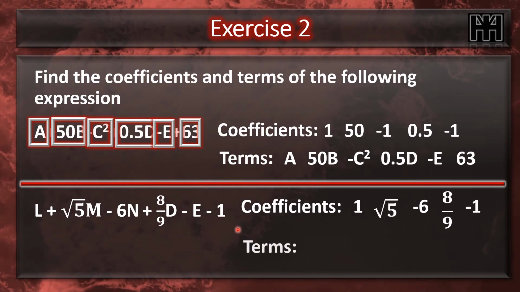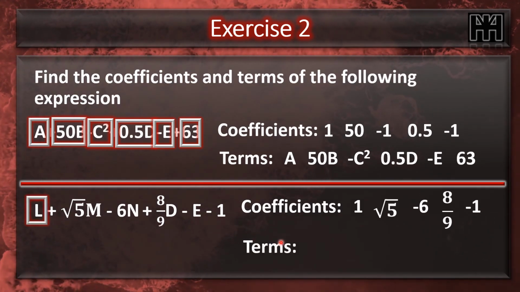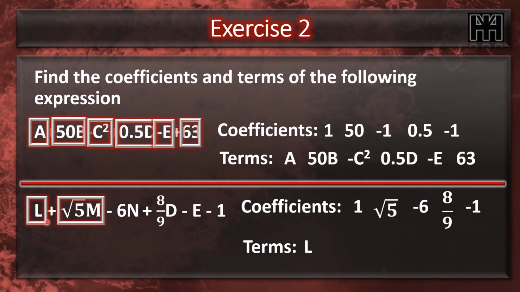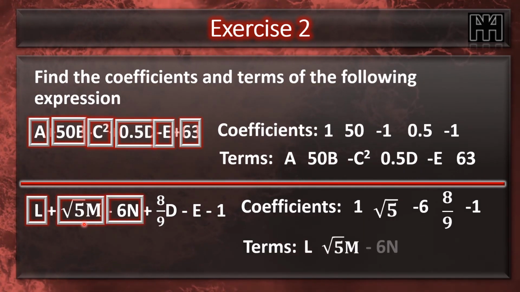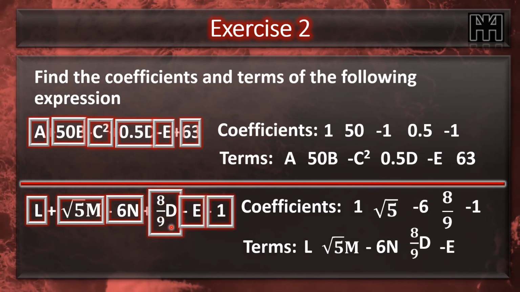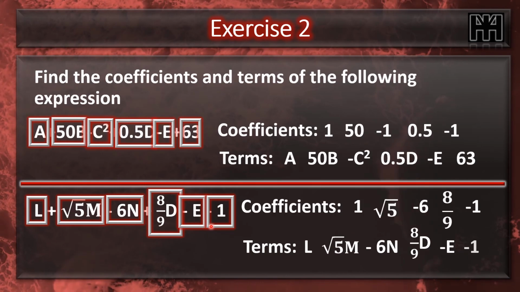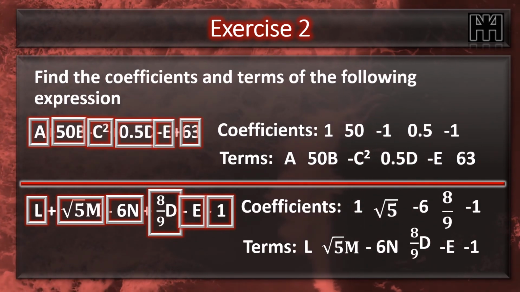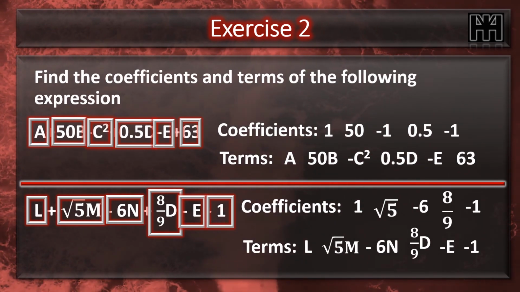Okay, let's take these squares off so we can see properly. For the terms, we have the L, square root of 5m, minus 6n, and 8 over 9d, negative e, and negative 1. That's it.